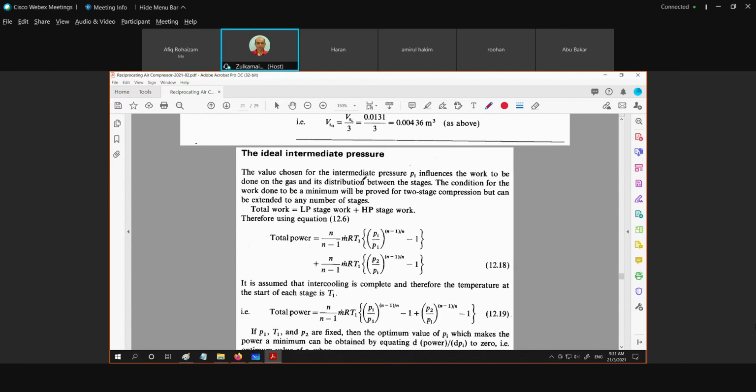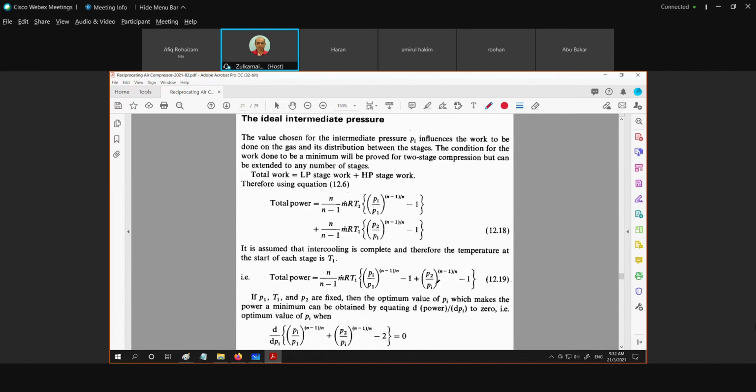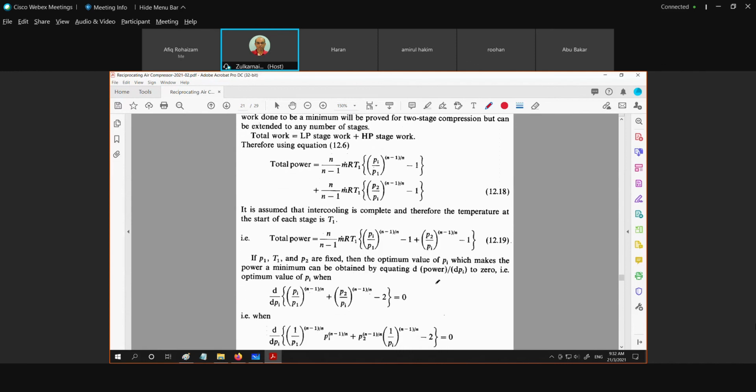The value chosen for the intermediate pressure PI influences the work to be done on the gas and distribution between the stages. The condition for work done to be minimum will be proved for two-stage compression but can be extended to any number of stages. So ini cara kita dapatkan kerja tadi one by one. Bila kita applykan intercooling, kita akan dapat equation 12.19, menggantikan T1 di sini, and then kita akan dapat yang sini.